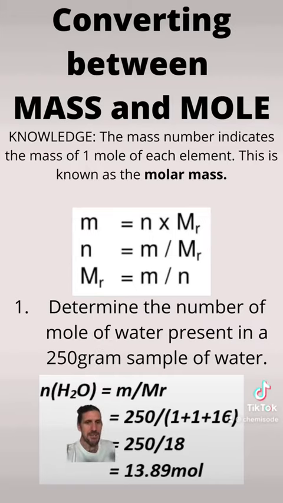So I'm going to set it up like this: number of mole equals mass over molar mass. And then I come down here, take the 250 grams, divide it by what 1 mole would weigh, which is 18, and it's going to give me 13.89 mole.